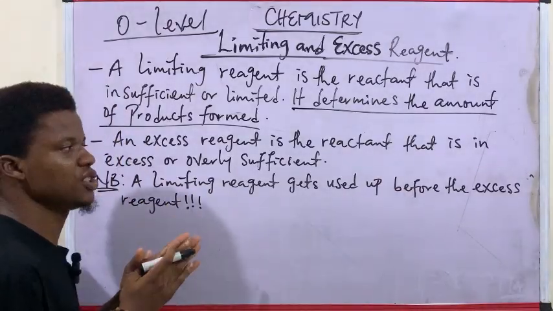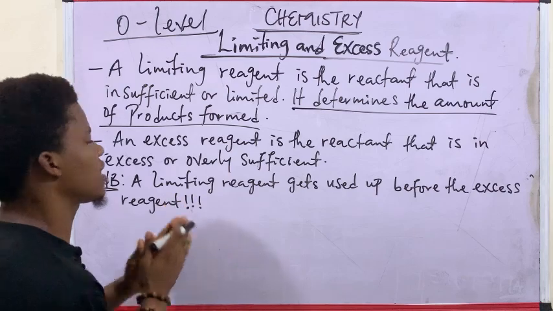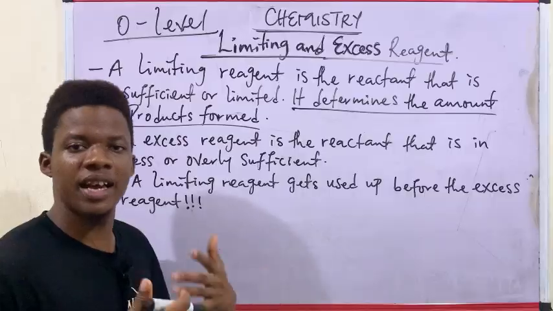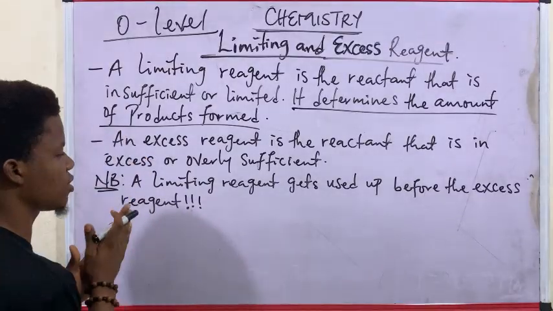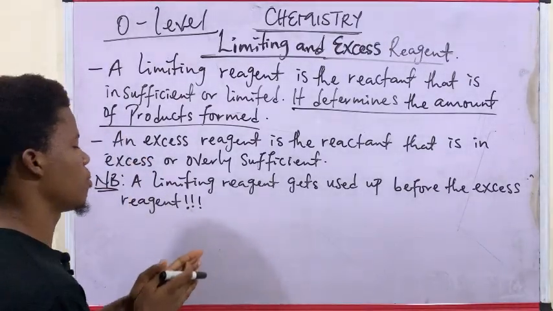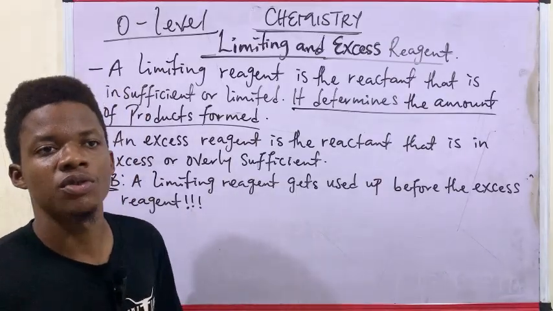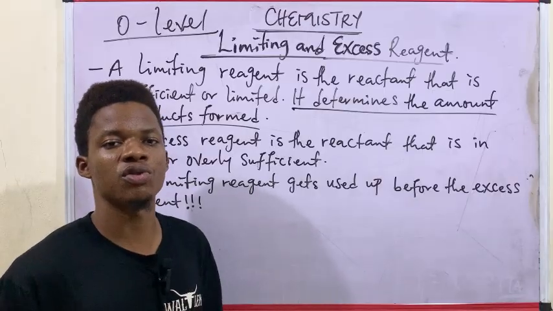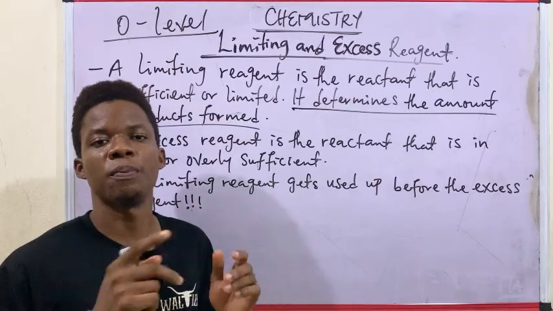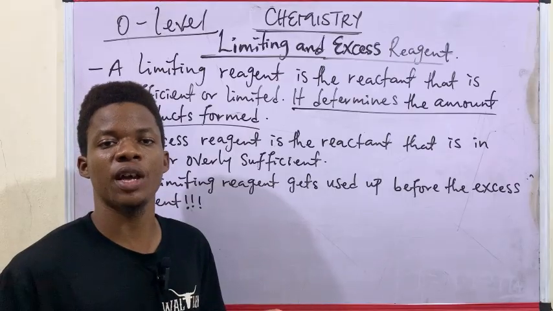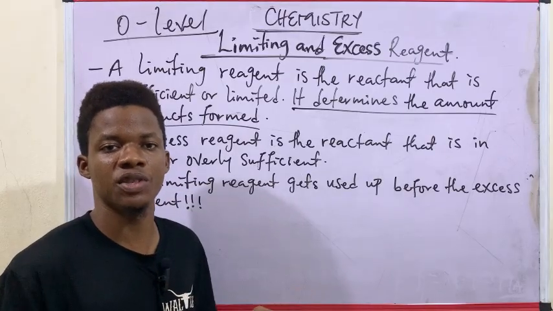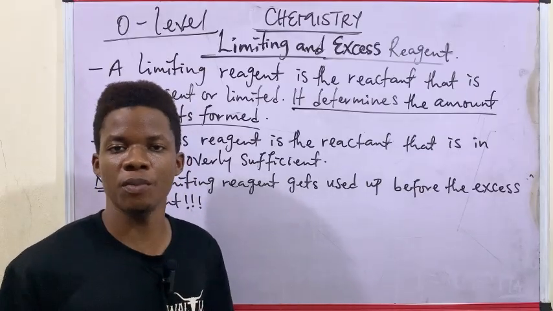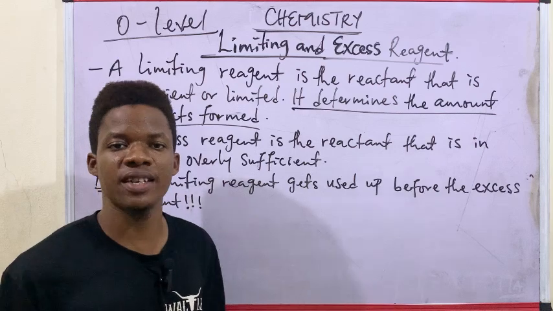Then for an excess reagent, all right, an excess reagent is the reactant that is in excess or overly sufficient amount. Okay, so it is in excess or what? Overly sufficient. Now also please take note that a limiting reagent gets used up before the excess reagent. That is how it is. So a substance that is in small supply will get used up before what? The excess reagent. So once the limiting reagent gets used up, the amount of product that you will get will be determined by the limiting reagent. So if the limiting reagent gets used up, the product will stop forming. All right, so you are just left with the excess reagent.